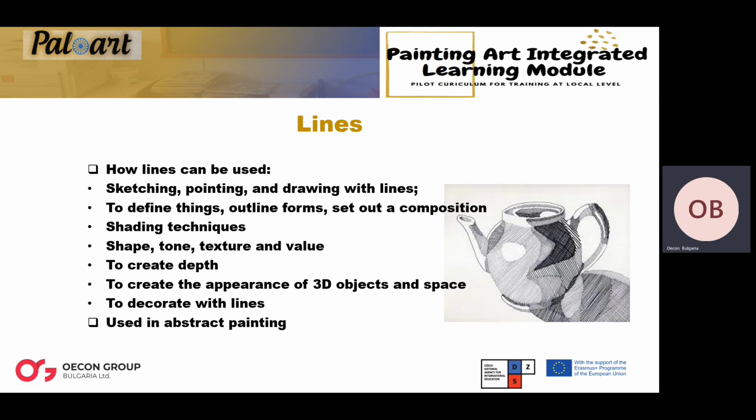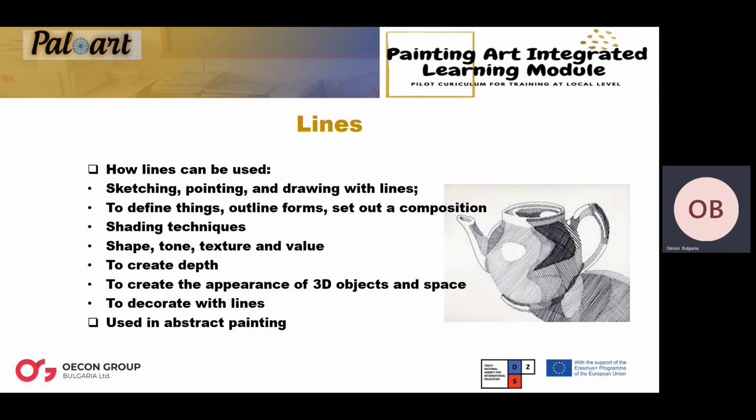Distinct kinds of lines may be utilized in painting, and an artist can use them in a variety of ways and for various purposes. Here are some examples of how lines may be used. Artists can create an image with just one line by sketching, pointing, and drawing with lines. Before painting on an art panel, use lines to define things, outline forms, and set out a composition. All shading techniques rely on the usage of lines, whether they're straight or curved or cross-hatching, for example.